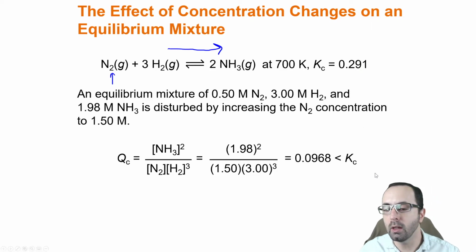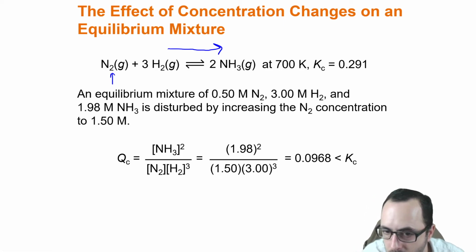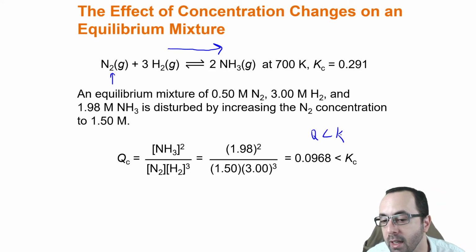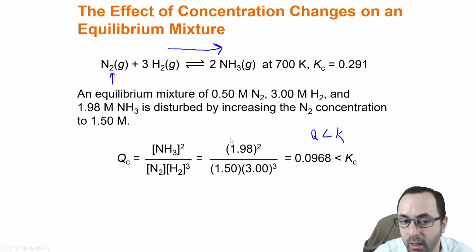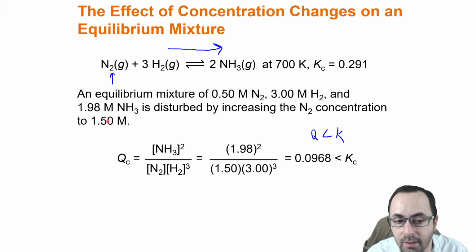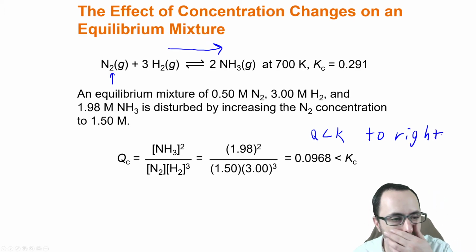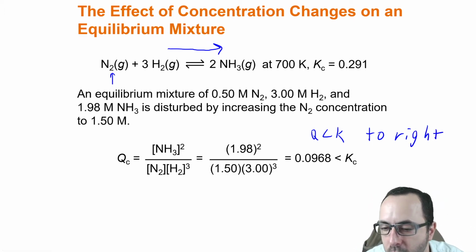So when Q is less than K, that means we don't have as many products as we need to get to equilibrium, or we have too many reactants. That makes sense, because we were at equilibrium, but we added more reactants, and that drove the reaction forward. So the other way to see that it goes to the right is that Q is less than K. If Q is greater than K, it goes left.